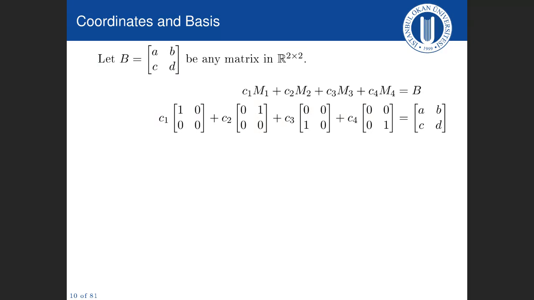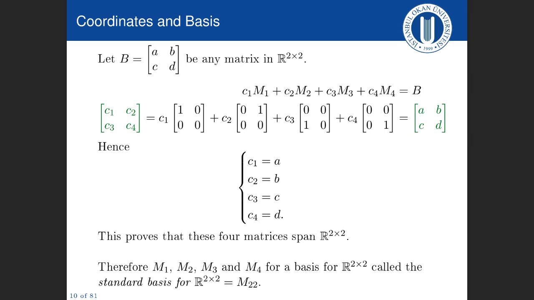Let B be any matrix in R2 by 2. We need to show that this linear system is consistent. We need to show that it's possible to find C1, C2, C3, and C4 such that C1 M1 plus C2 M2 plus C3 M3 plus C4 M4 is equal to B. But just like we did on the last slide, if we add these four things together, we just get this green matrix C1, C2, C3, C4. And of course, if that's equal to the matrix A, B, C, D, then we know what values to put for C1, C2, C3, and C4.